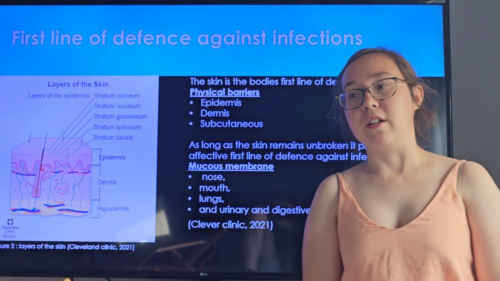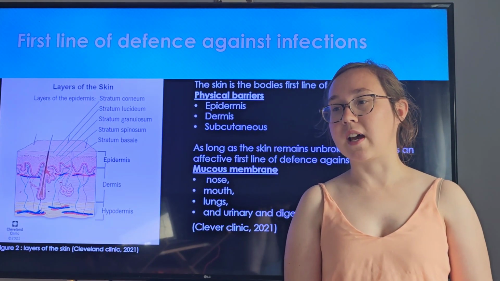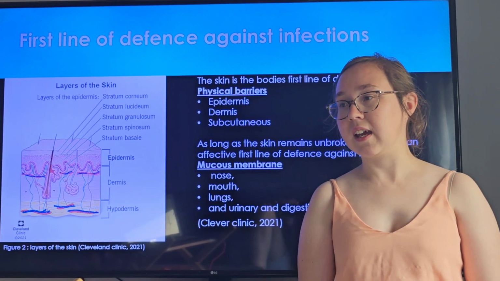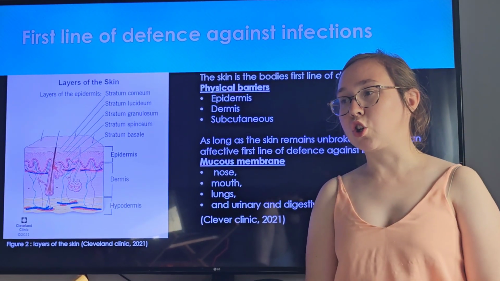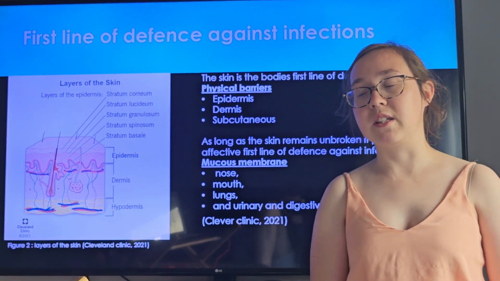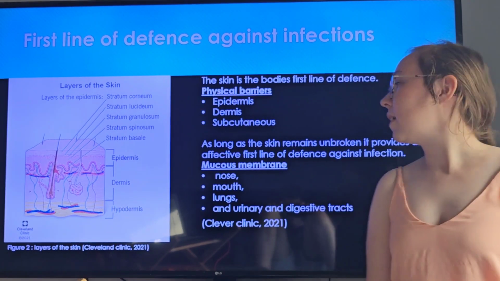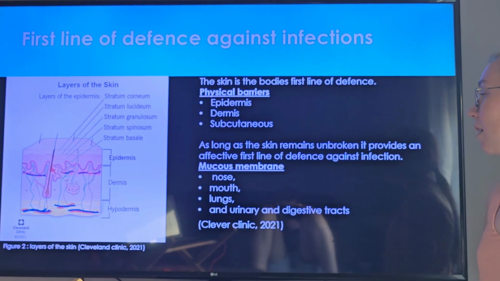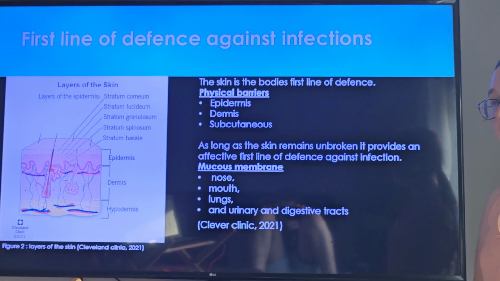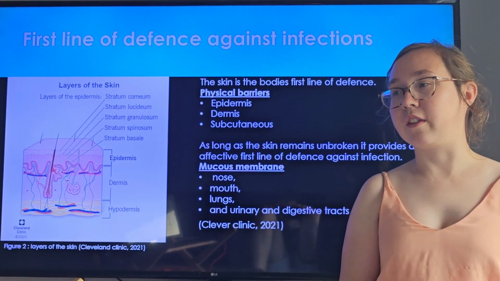Other physical barriers are the mucous membranes. The mucous membrane consists of a layer of epithelial cells bound by tight junctions. The epithelial cells create a moist and sticky substance called mucus, which covers and protects more fragile cell layers beneath it and traps debris and particulate matter, including microbes. Mucus is found in the nose, saliva is in the mouth, mucus is in the lungs, and the urinary and digestive tracts also have a way of getting rid of dust or moulds or things that we don't want in the body.